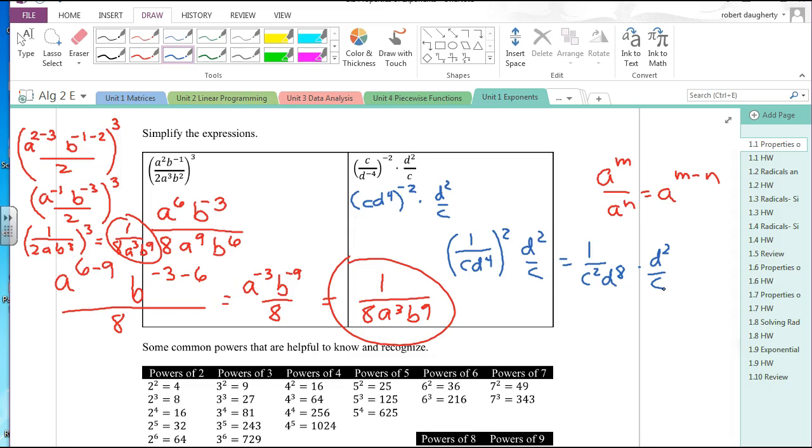So this is going to be d to the 2 minus 8 over c cubed. What's 2 minus 8? That's d to the negative 6 over c cubed, which is 1 over c cubed d to the 6. Let me write that a little bit better here. 1 over c cubed d to the 6.